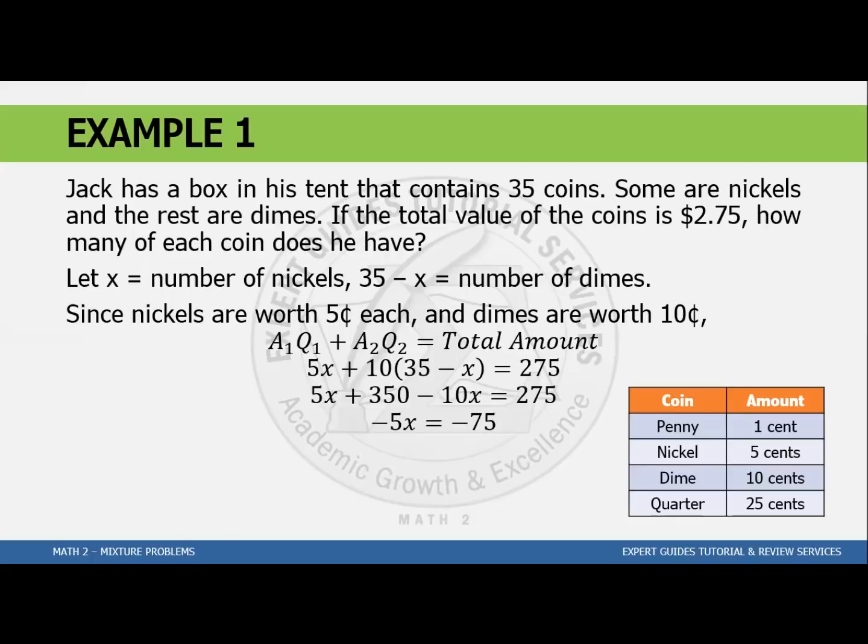Distributing and combining like terms, you have negative 5x equals negative 75, and dividing both sides by negative 5 yields x equals 15. If your x is 15, then the number of dimes, 35 minus x, should be 20. So overall, Jack has 15 nickels and 20 dimes.